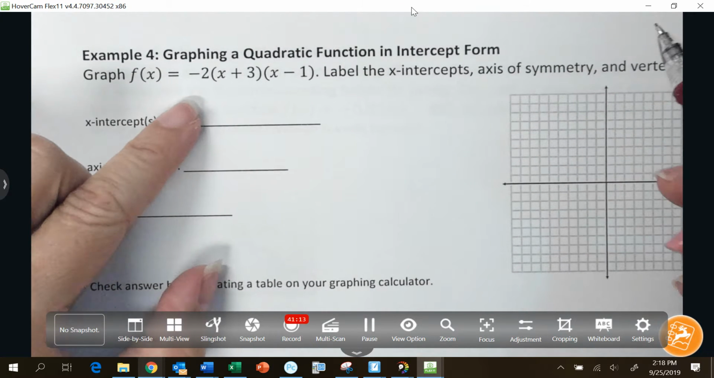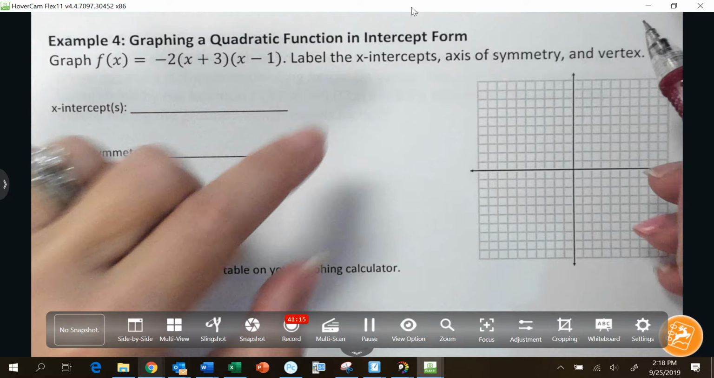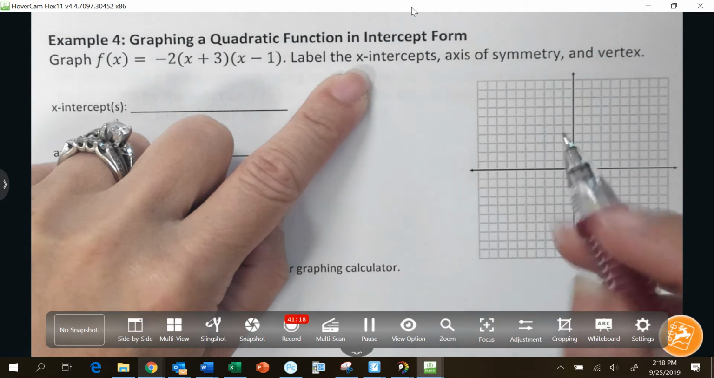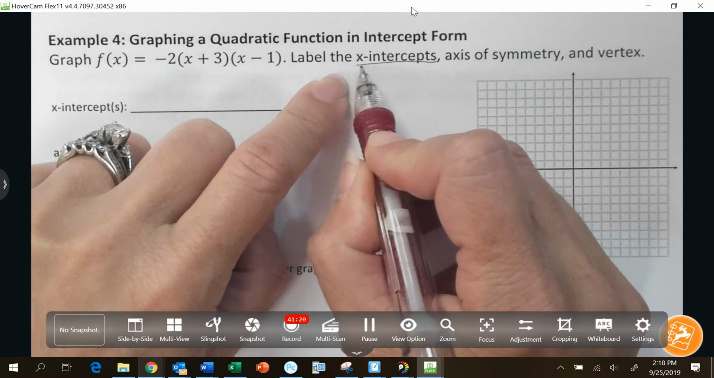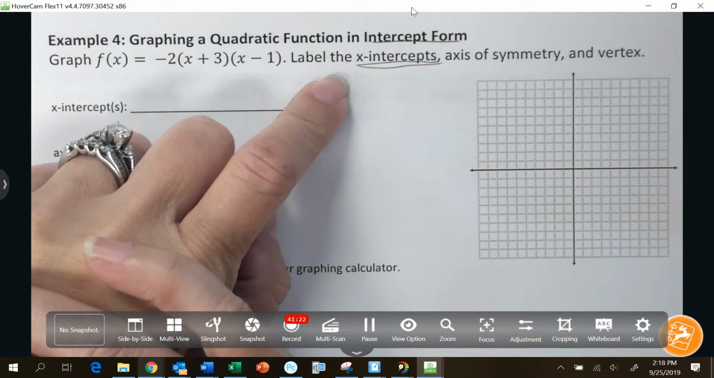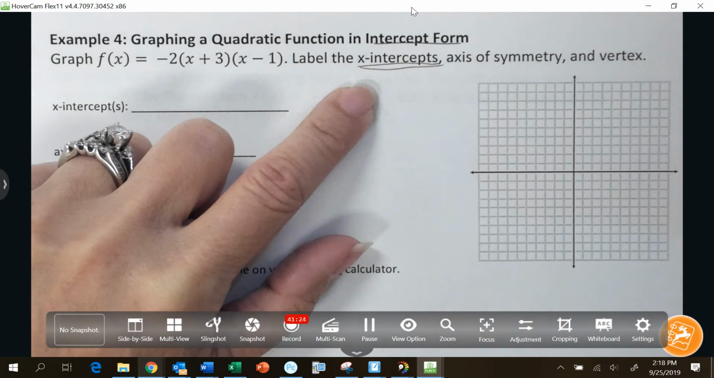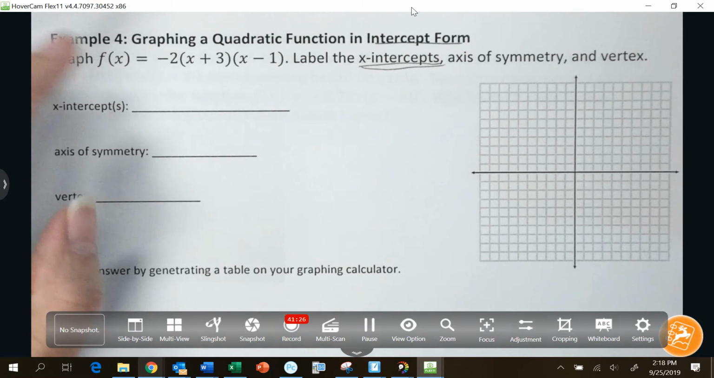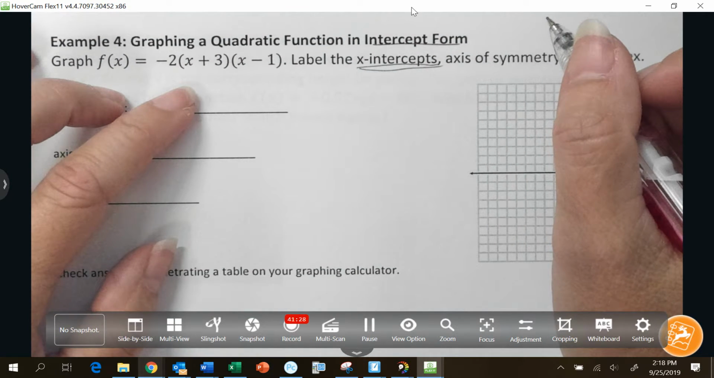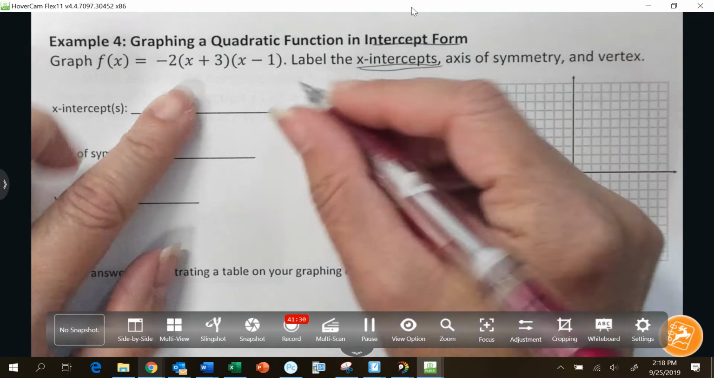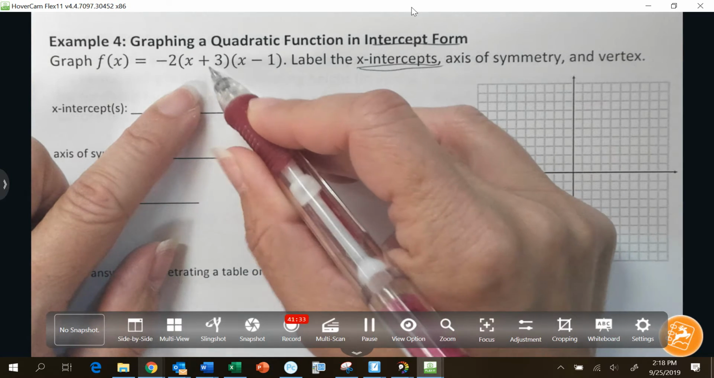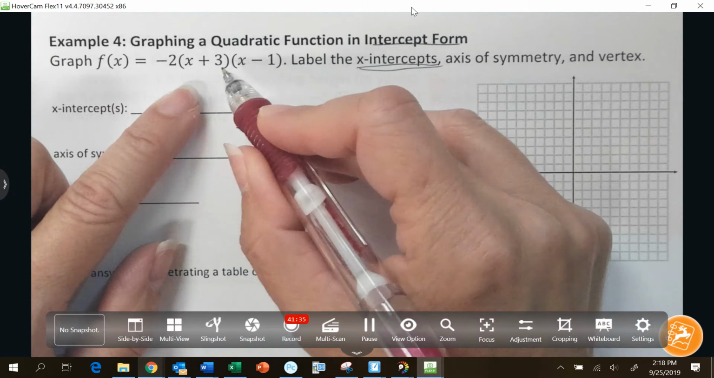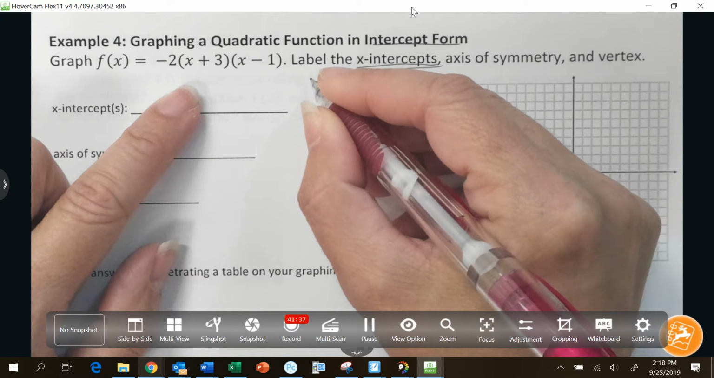So this is called intercept form because you can find the x-intercepts really, really easily in this form. That's why it's called intercept form. It's the x-intercepts. So to find the intercepts, you take each parenthesis, each factor, and you set it equal to 0.